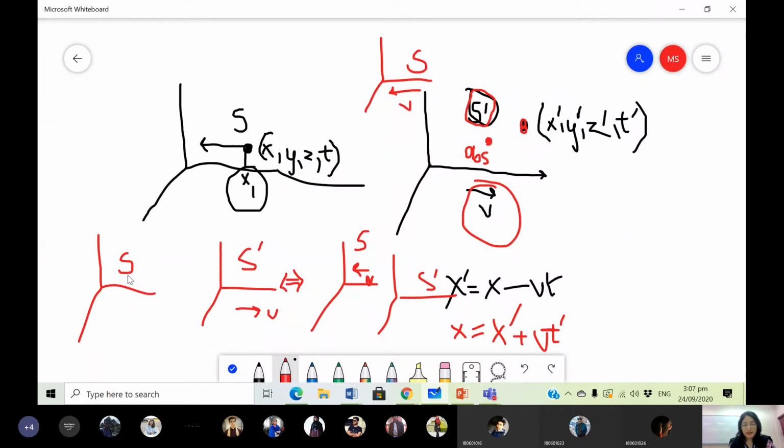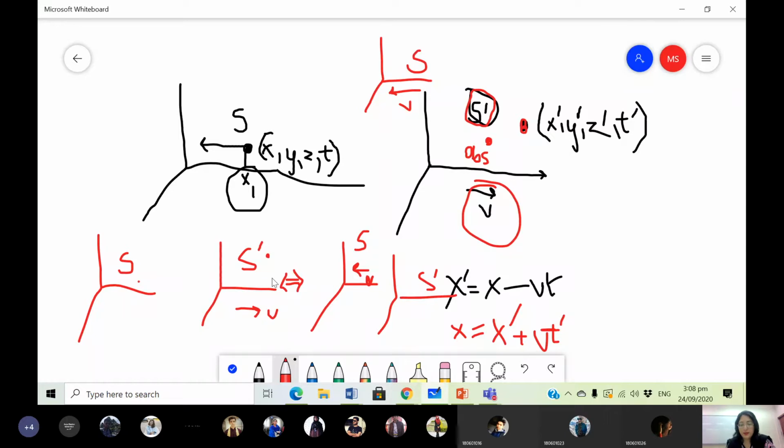If this is the rest frame, and we sit in this frame and look at S dash, then S dash is going to move forward towards the right with velocity v. And if we are viewing from this frame, if this is the rest frame, then we are at rest with respect to this frame. So this frame will appear to move backwards with velocity v.